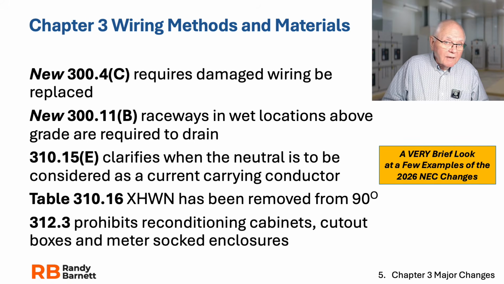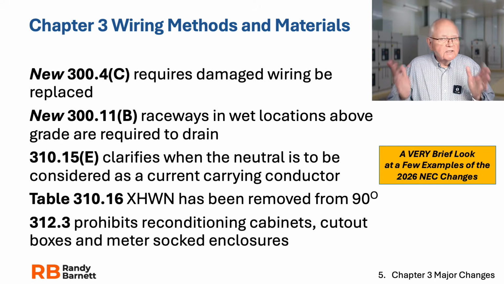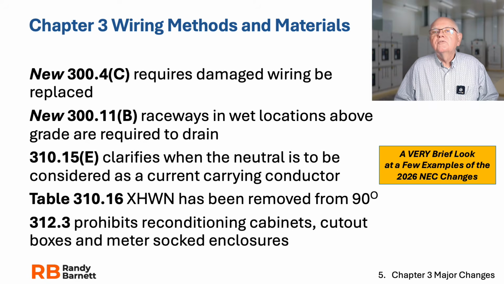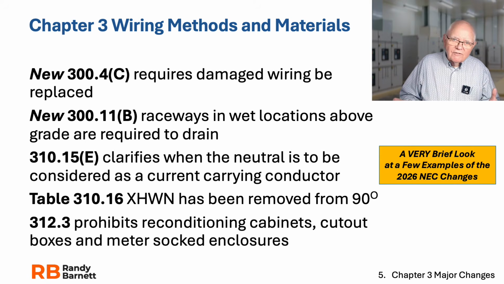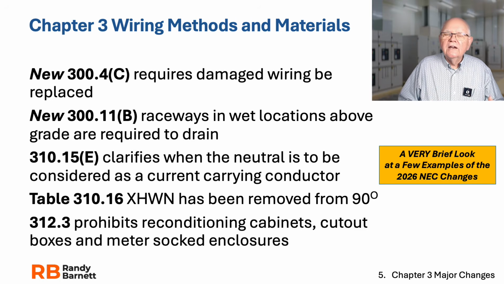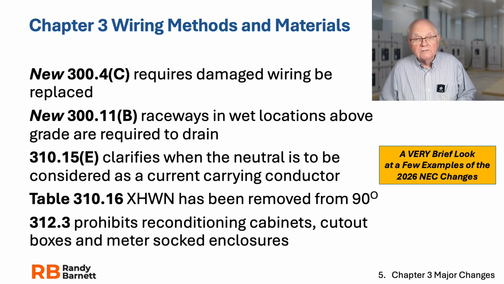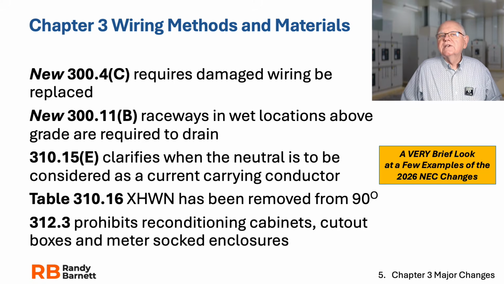Hey, the table, our ampacity table, 310.16. This was always a little confusing anyway. XHWN has been removed from the 90 degree C column. It's a 75 degree C wire. Makes sense. There's only one H in there. One H is 75 degree. Two H's normally indicate 90 degrees C. XHWN is now just in the 75 degrees C column.